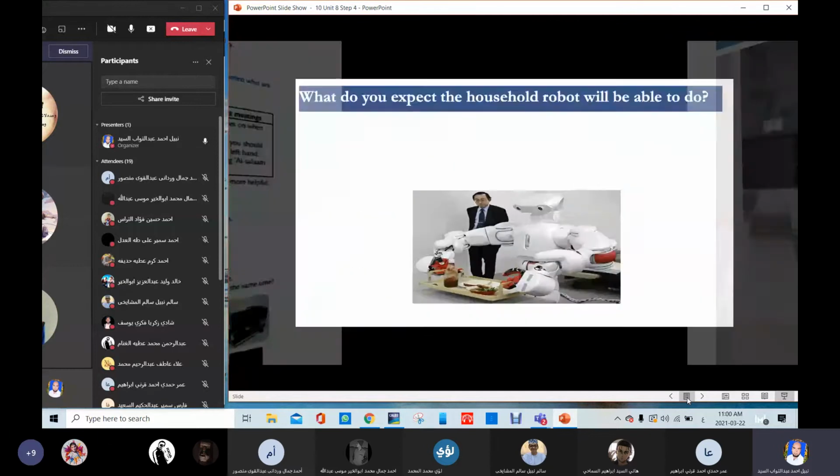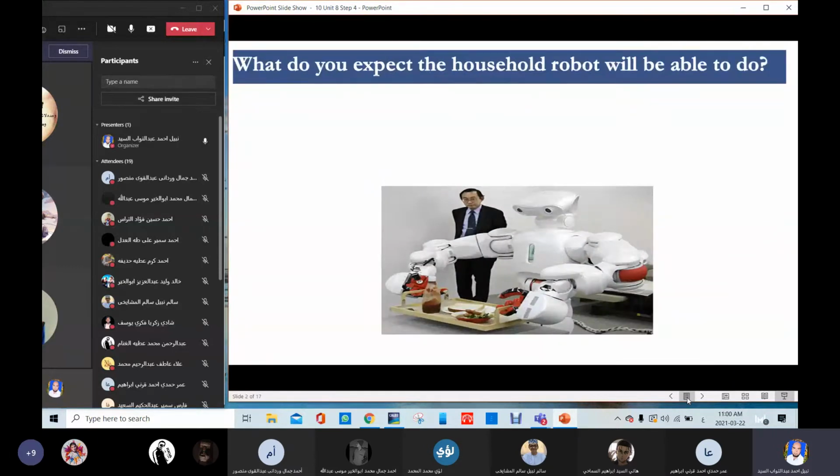First, let's answer this question. What do you expect the household robot will be able to do in the future? In the future, imagine how the household or the home robot will do. What will it do in the future? If you have a household robot in the home or in your house, what will it be able to do? Amar Hamdi.